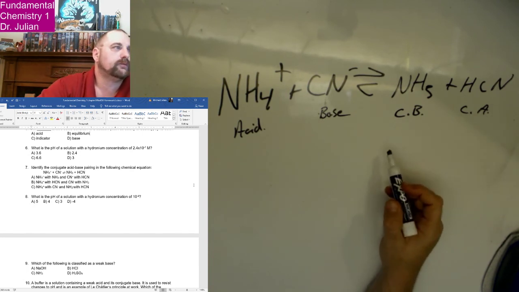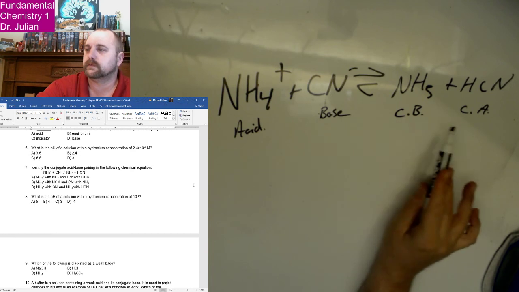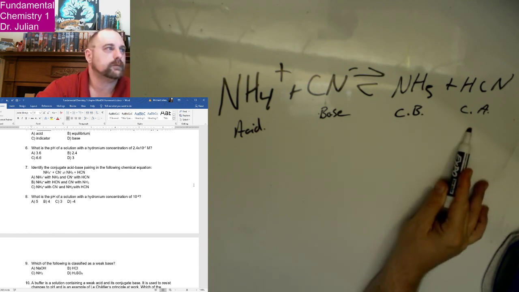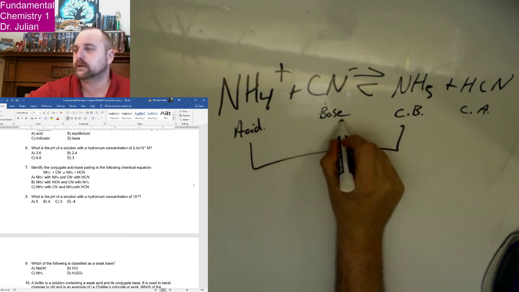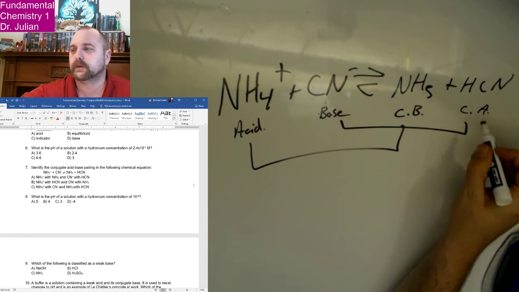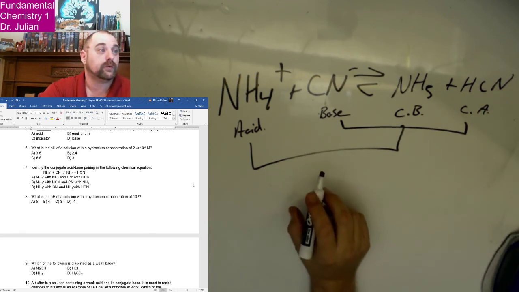All right, so NH4 goes with NH3, and CN goes with HCN. So that's simple. Okay, so these two go together, and these two go together. Okay. What is the pH of a solution with hydronium?